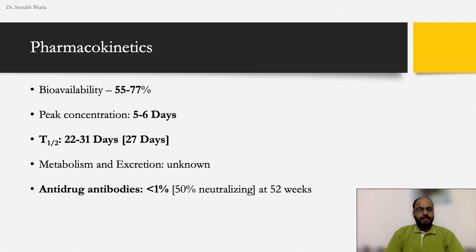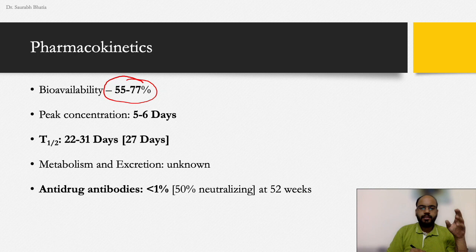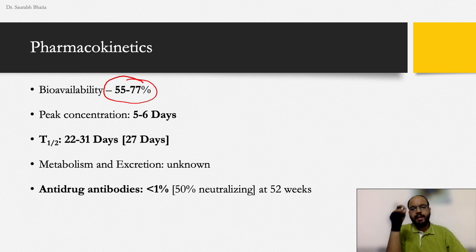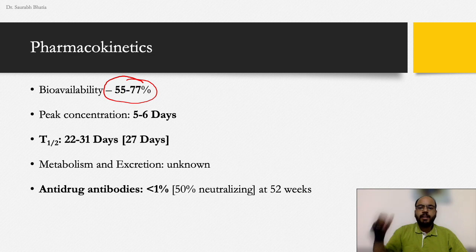Now let's discuss the pharmacokinetics of secukinumab in detail. The bioavailability is 55 to 77%. Remember that all biologicals which are given through subcutaneous route will have a bit lower bioavailability. So in the case of secukinumab, it is 55 to 77%, while in IV infusion biologicals like infliximab, the bioavailability reaches about 93-94%.